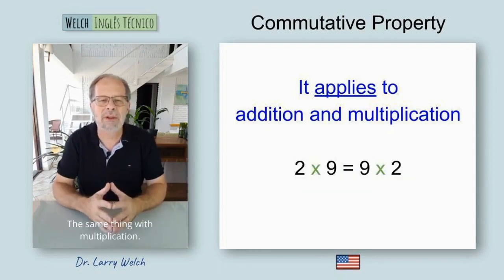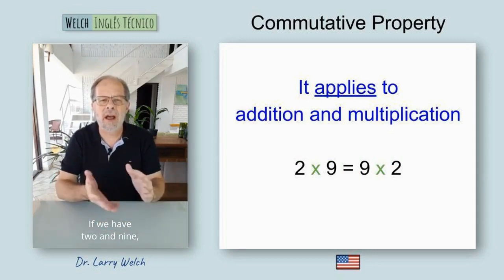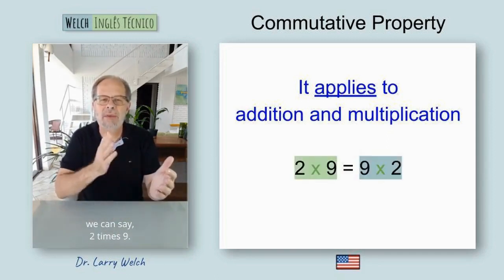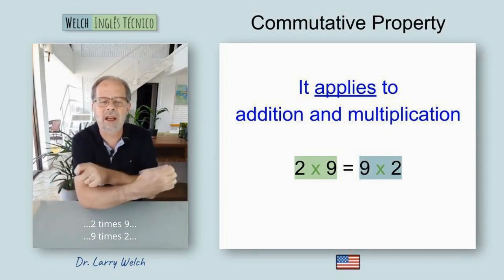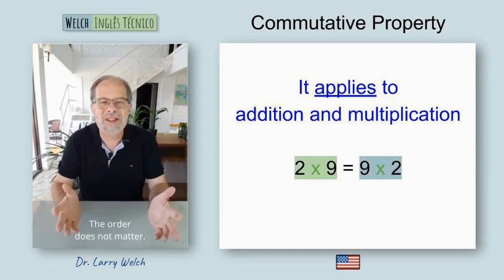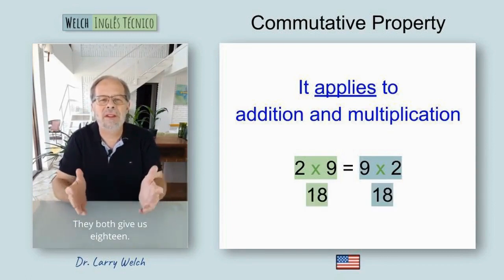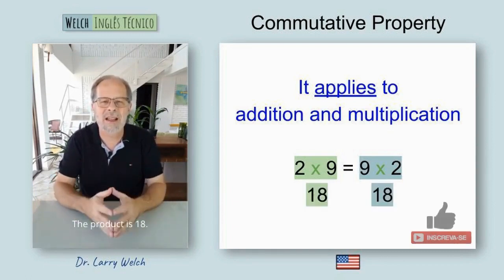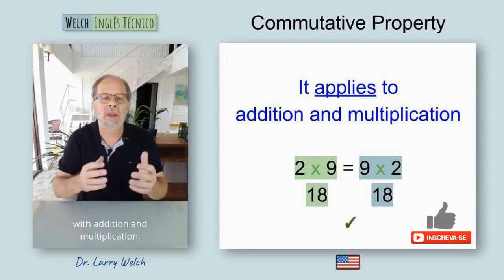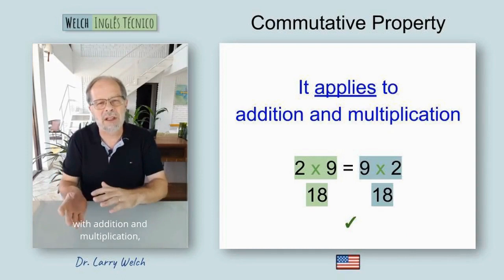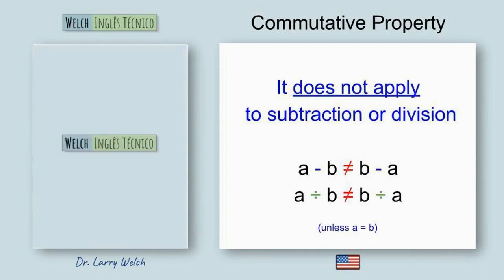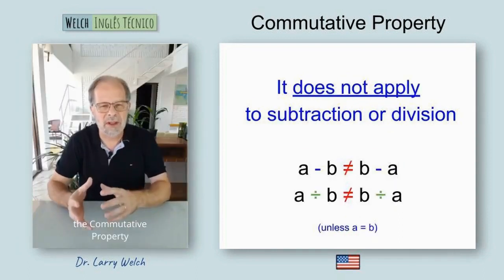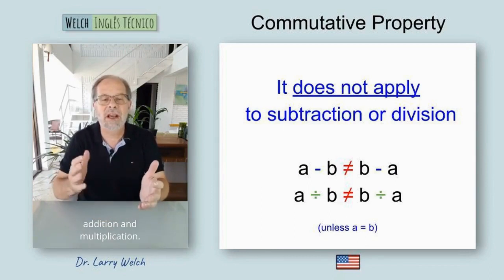The same thing with multiplication. If we have 2 and 9, we can say 2 times 9, or we can switch them and say 9 times 2. 2 times 9, 9 times 2. The order does not matter. They both give us 18. The product is 18. So commutative property says that with addition and multiplication, we can change the order, but the result is the same.